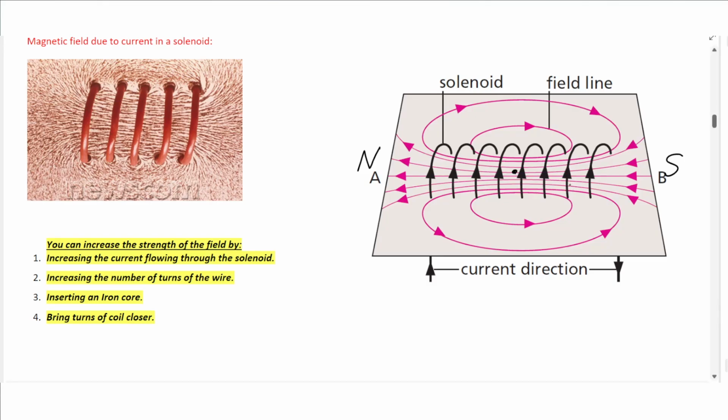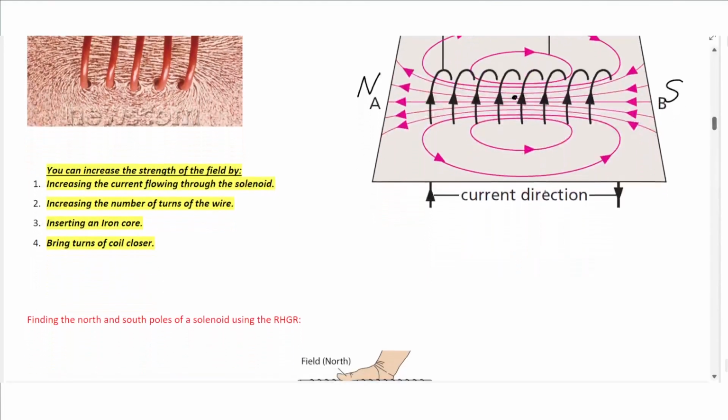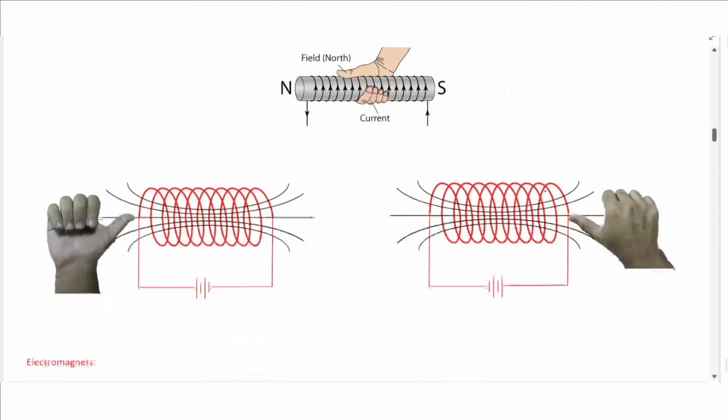But first, let's talk about how to make the field stronger. You can use more turns of coil, you can use a stronger or larger current, or connect it to a battery with greater voltage or EMF, or bring the loops of the coil closer to each other. This will create a stronger magnetic field. Or you can insert an iron core.